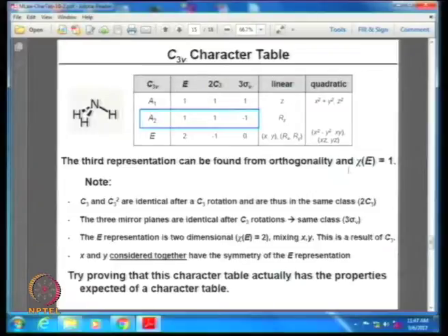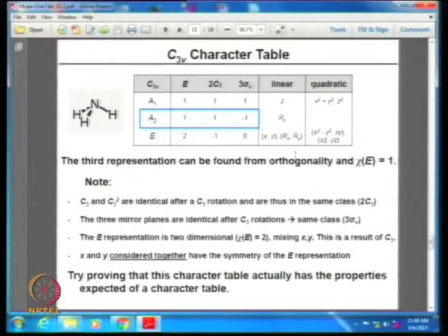The third representation can be found by orthogonality and the fact that the chi of E is equal to 1, that it is a one-dimensional representation. Okay. So additionally he says try proving that this character table actually has the properties expected of a character table, but that property is actually orthogonality, but you can check the column-wise orthogonality as well.